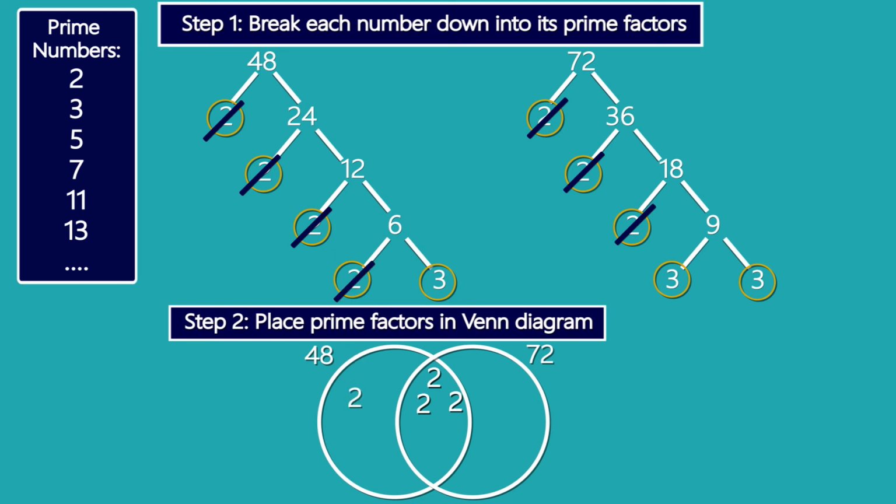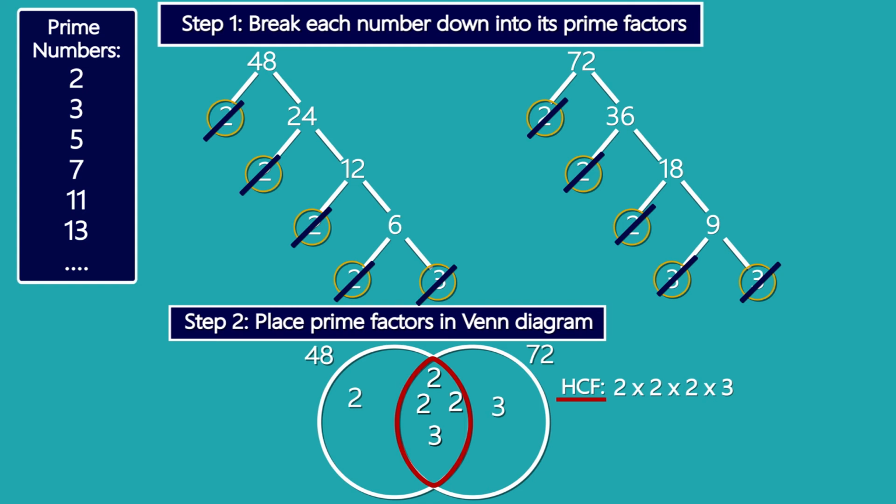There's one 3 that's just in the 72, so I'm going to put that in and cross that off, and then there's one 3 that's in both, so that's going to go in the middle, and then I'm going to cross that off. I've now listed all my prime factors, so I'm finished with that step. Now, to find the highest common factor, just as before, I multiply together all the numbers that are in the intersection, this part shown in red, so that's 2 times 2 times 2 times 3, and that will give me 24.